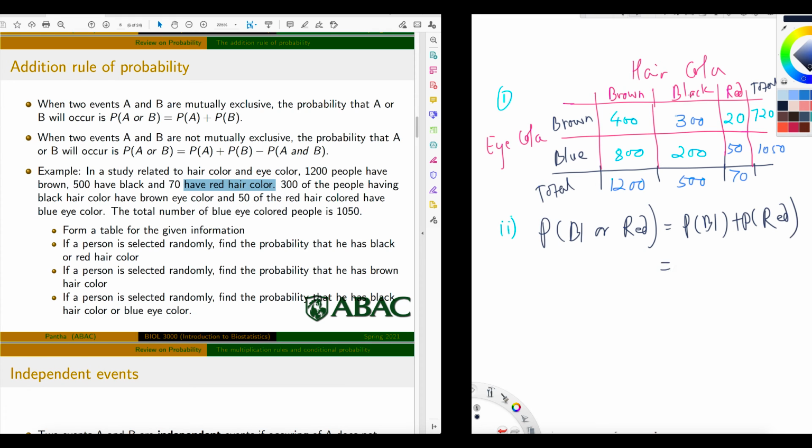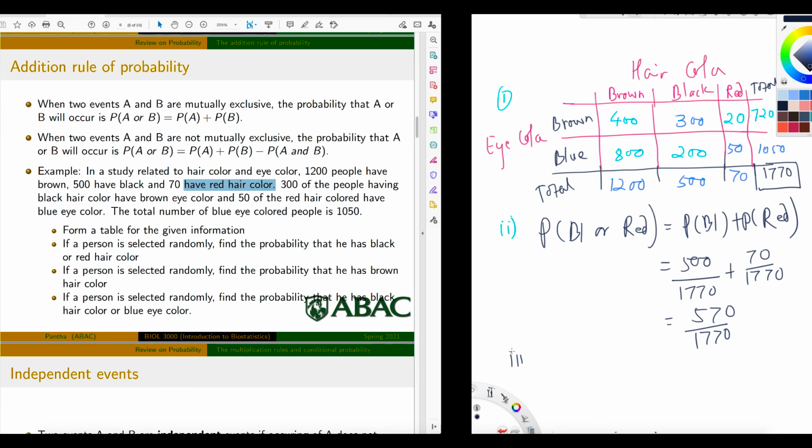So what is the probability of black? It is 500 over. Oh, by the way, what is the total? 1050 plus 720. You can add that or add this way. That will be 1770. The total is 1770 here. So probability of black is the total number of black, 500, divided by total number of the people, 1770, plus probability of red is 70 over 1770. If you do that, you will get 570 over 1770. That's the answer.